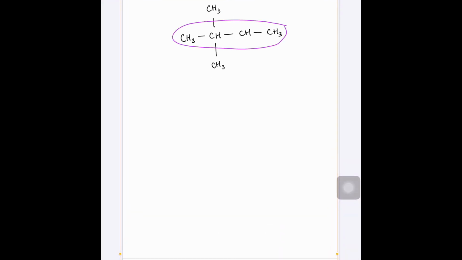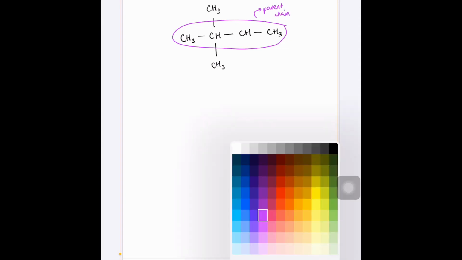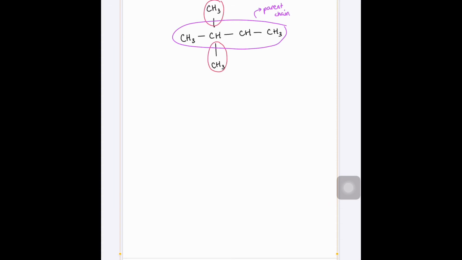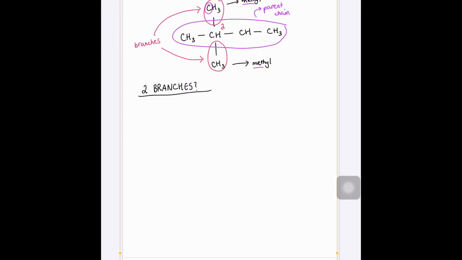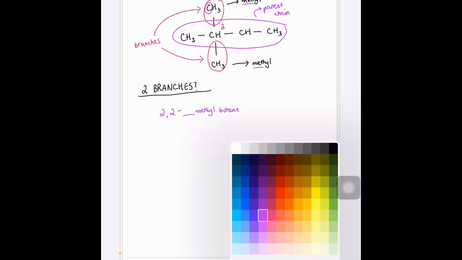Anyway, if we're trying to name this, first we need to identify what's the parent chain and what are the branches. As you can see, the longest continuous chain is the 4 in the middle, and those 2 are the branches. So we know that both of these branches are methyl branches because they only have 1 carbon each. So we represent this as 2,2-methyl to represent how there are 2 methyl branches on the second carbon in the parent chain. And of course, our parent chain is still butane. There's still just 4 carbons, only single bonds.